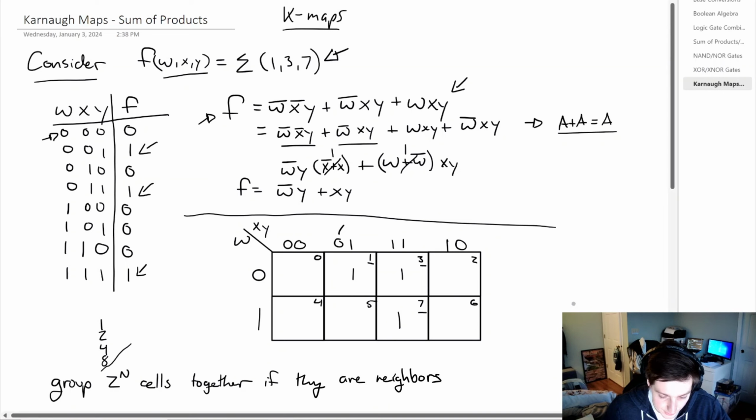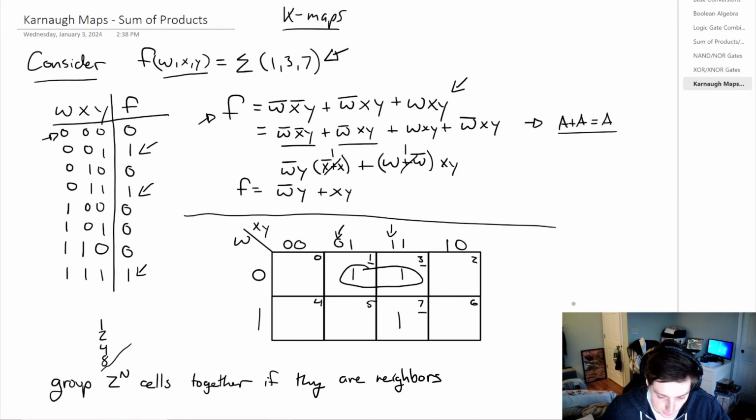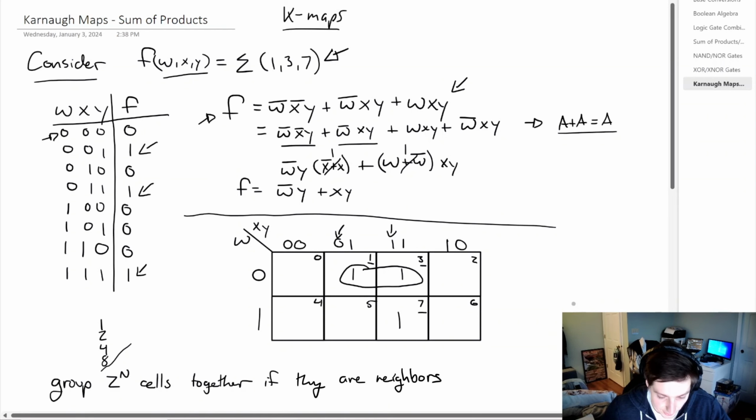So the only differing variable is x. So we can group these 2 cells together. Now, if we look at these 2 cells vertically, you can see that x and y are the same, but w is varying between them. So we can group those together.